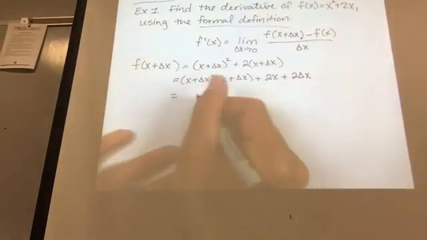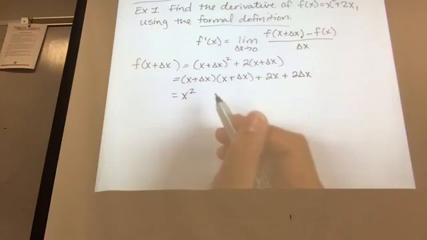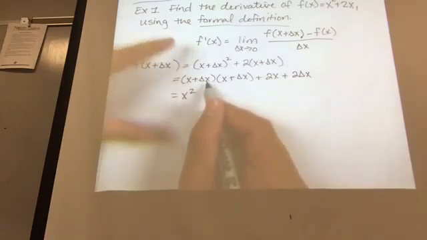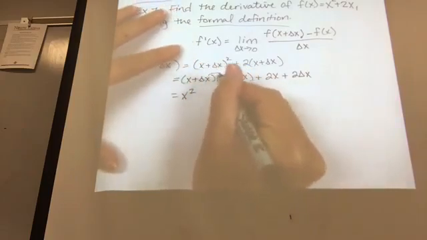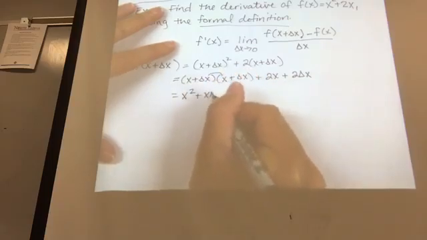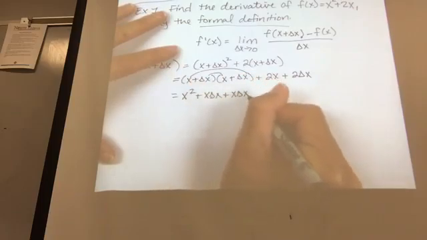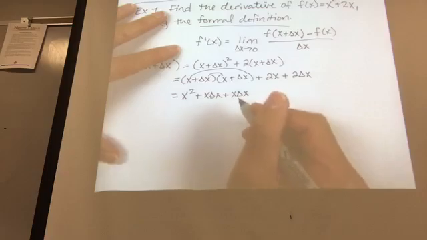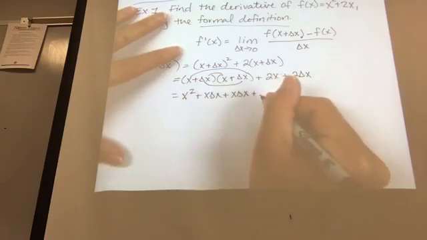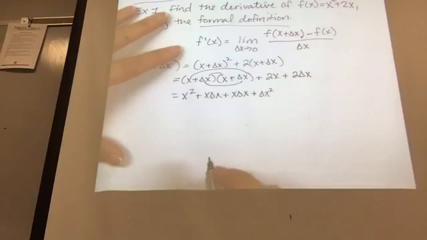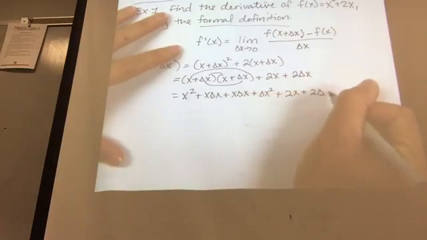So first, x times x is x squared. And then my inner and outer terms, I'm going to have x times, we'll just go ahead and write it out. So my inner terms, I have x times the change in x, and then same thing with my outer terms, x plus the change in x. And then my last term, the change in x times the change in x, would be plus the change in x squared. And then plus 2x plus 2 times the change in x.